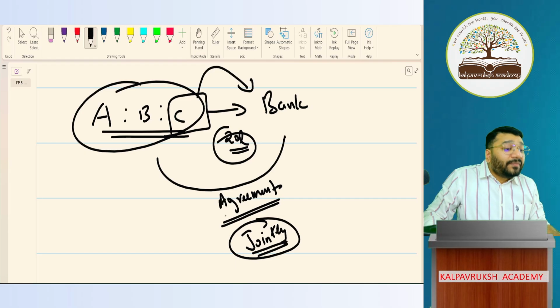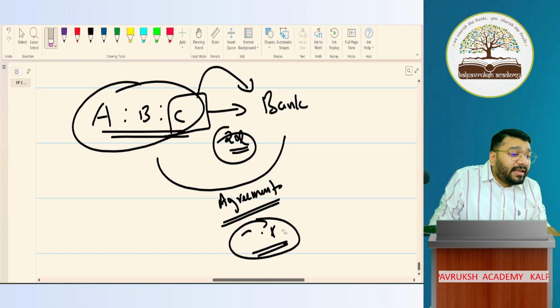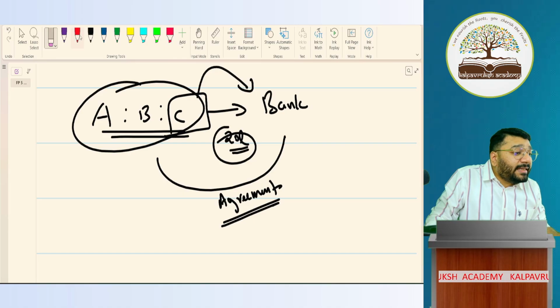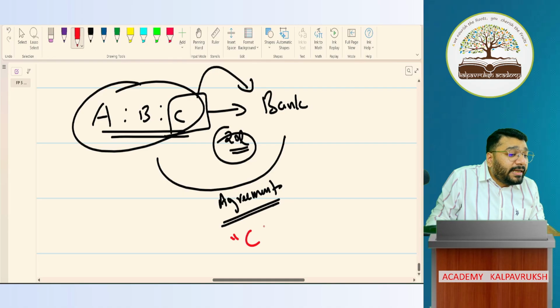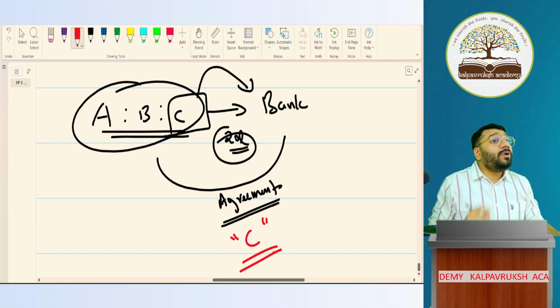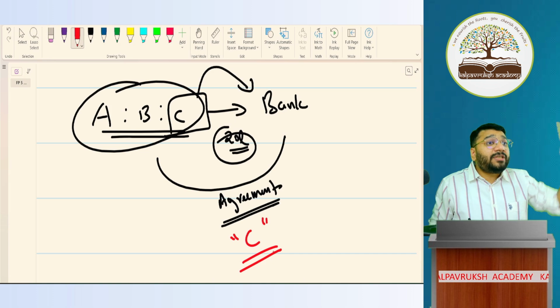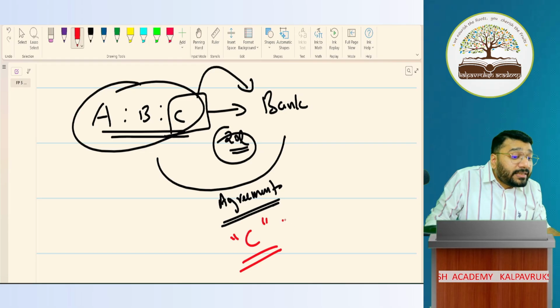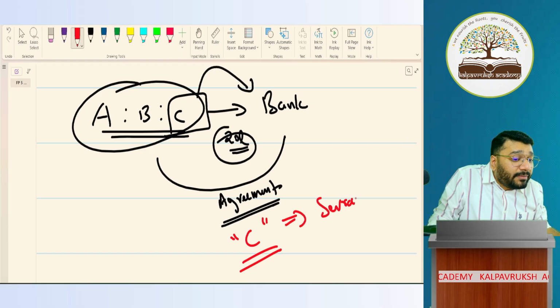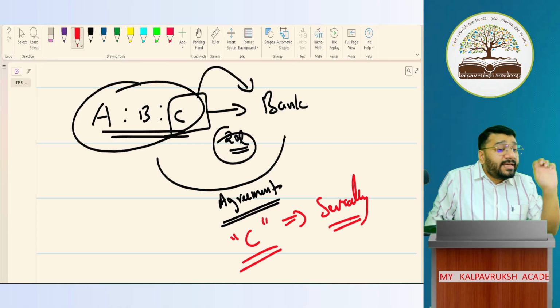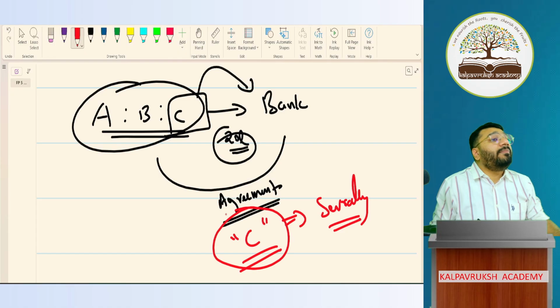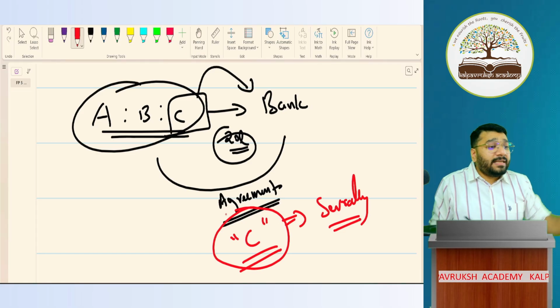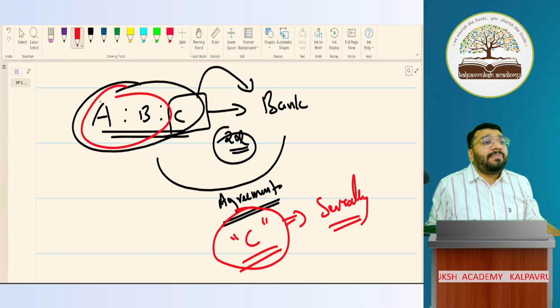But in the agreement, specifically, C has taken an undertaking that I will take the responsibility to make the payment. C, in the agreement, has specifically said that if the firm does not pay the money, I will take the responsibility to make the payment. This is called being severally liable. C is severally liable means what? C is individually liable to make the payment. In that case, you cannot recover the money from A, B and C.